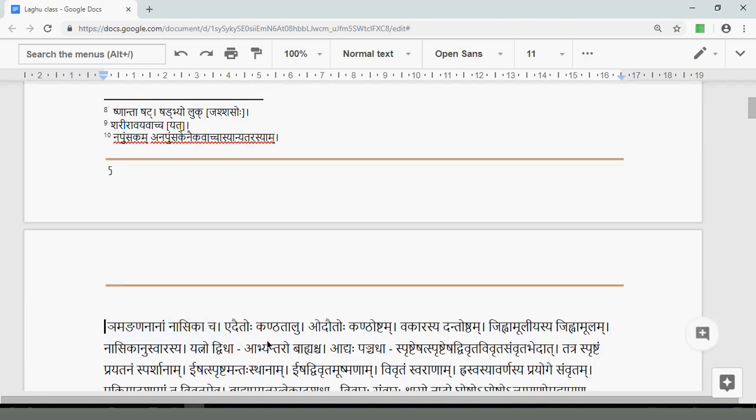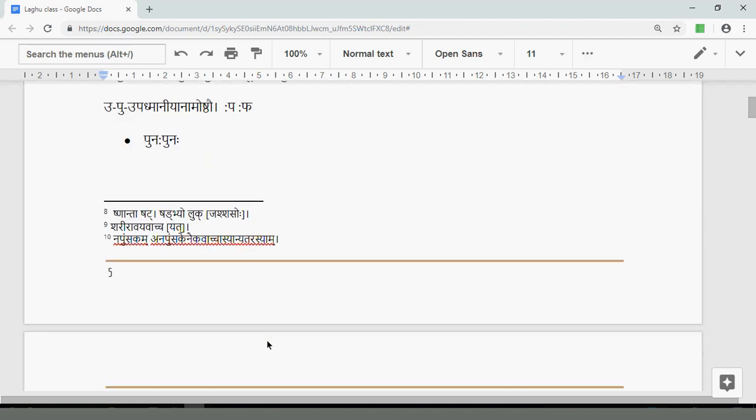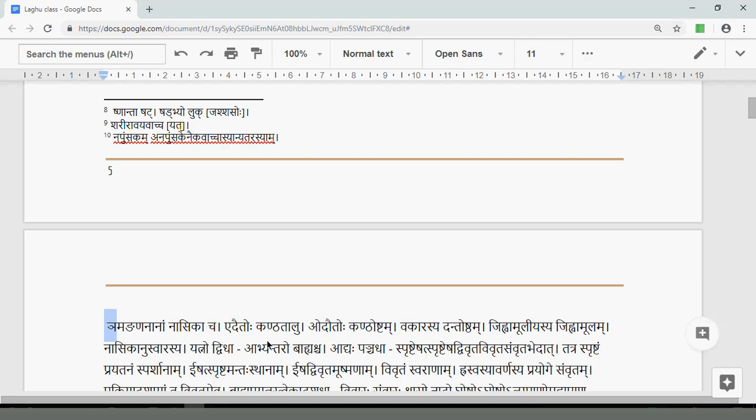Nyamagananam nasikacha. Nyamagananam is a sutra, about the varga panchama. Nya is the varga panchama of cha varga. Ma is of pa varga. Nya is of ka varga. Na is of ta varga. And na is of ta varga. So all these varga panchamas are what? The sutra nyamagananam nasika cha.